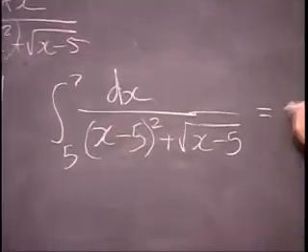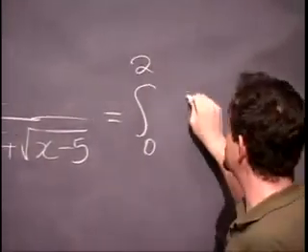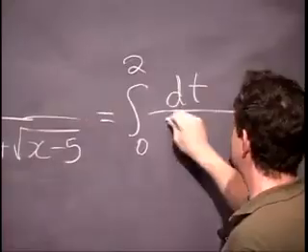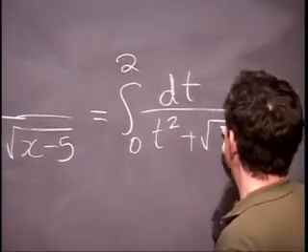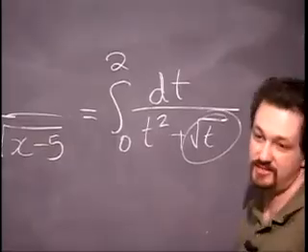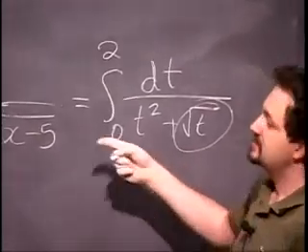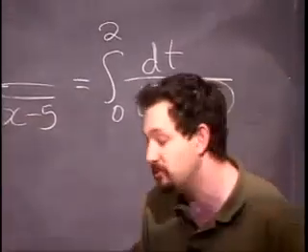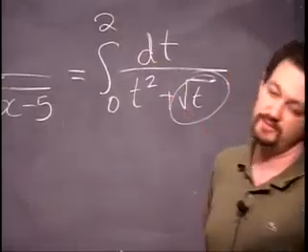But in t land, this would be 0 to 2 using the same substitution, t squared plus root t, which is the same problem as we just saw, and we use limit comparison test. I don't want to redo it. It's the same as the one on the previous blackboard there, 0 to 2 instead of 0 to 5.